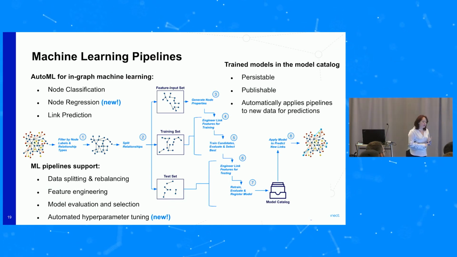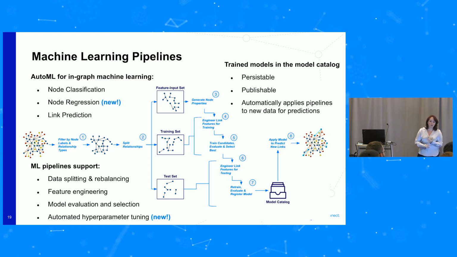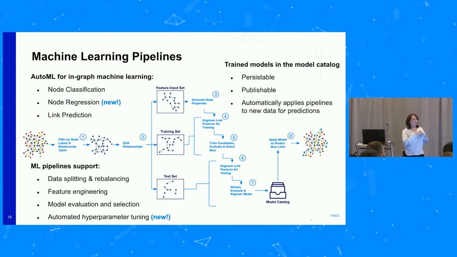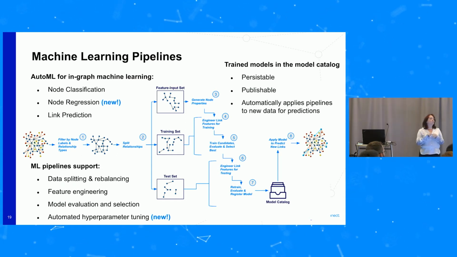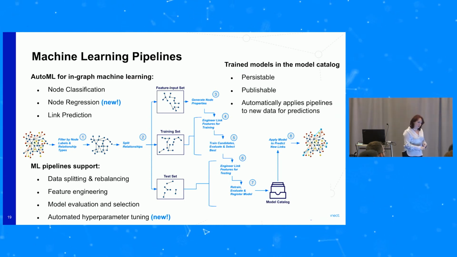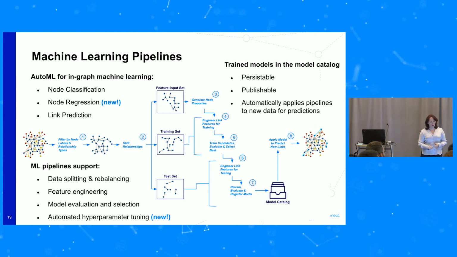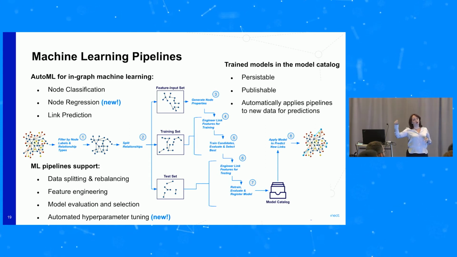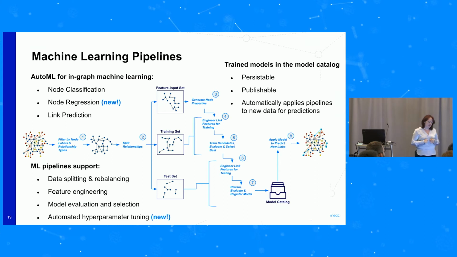We do the data splitting and rebalancing. We do the feature engineering on the correct subgraph so you don't get data leakage. We do model evaluation and selection for you. So you say what kind of model techniques you want, what parameters you want to explore, and we return the best performing model based on the criteria that you specify.